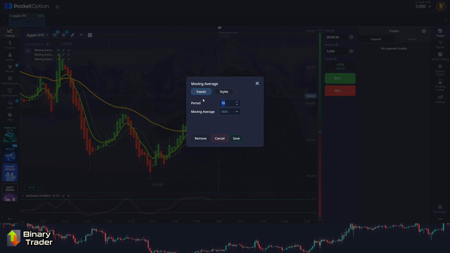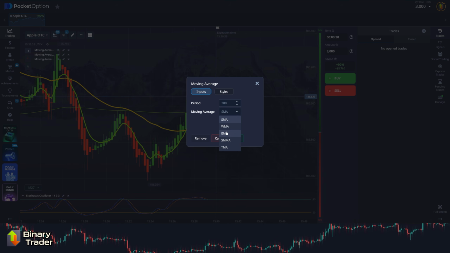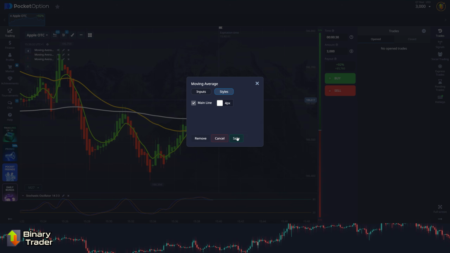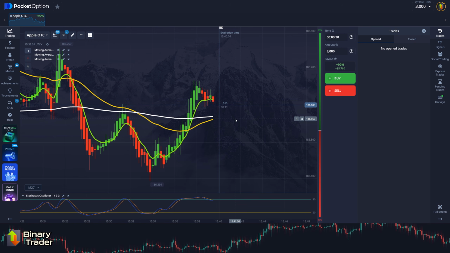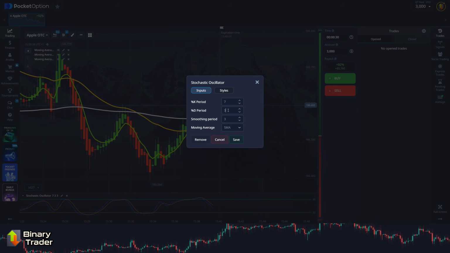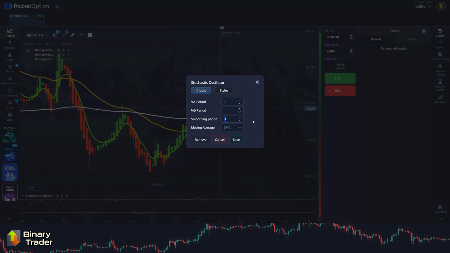For the last moving average, set the period to 200 and its type should be exponential as well. Set the color to white and make the line thick as this indicator will be in our focus. For stochastic oscillator, set K period to 7, D period to 1, and smoothing to 2.